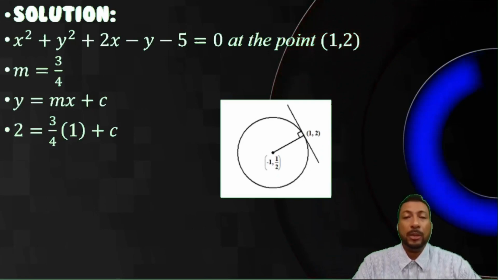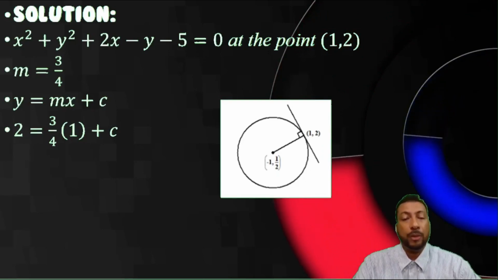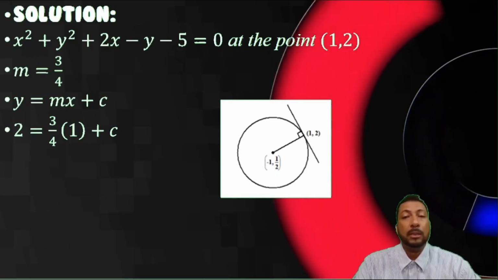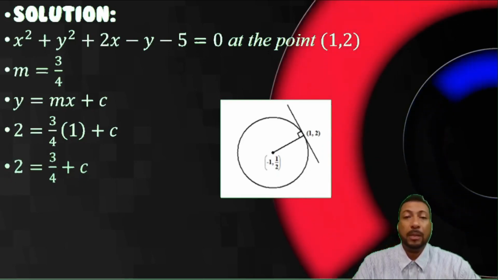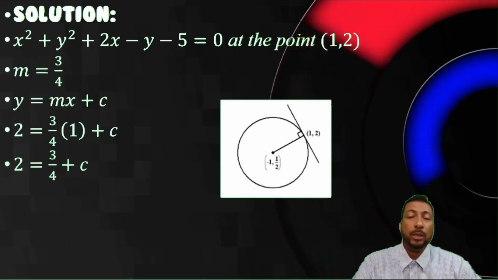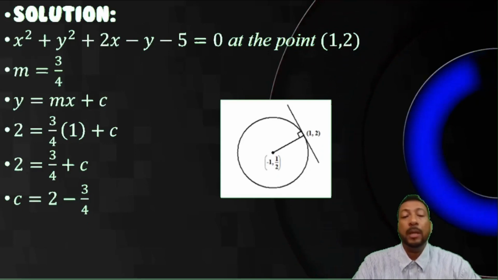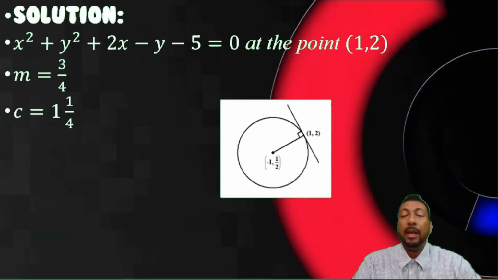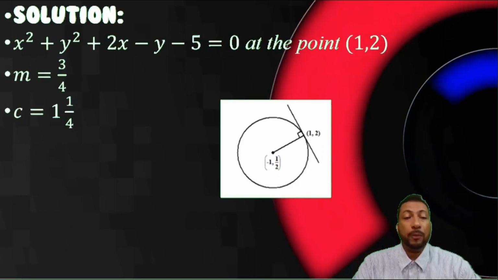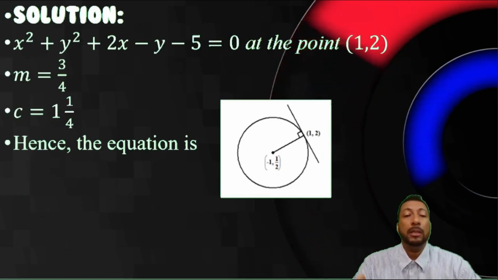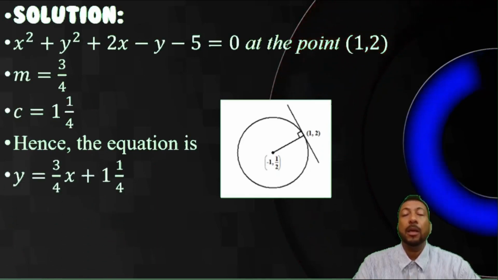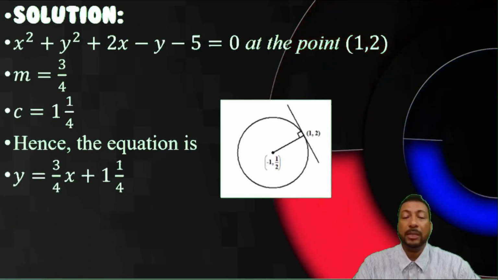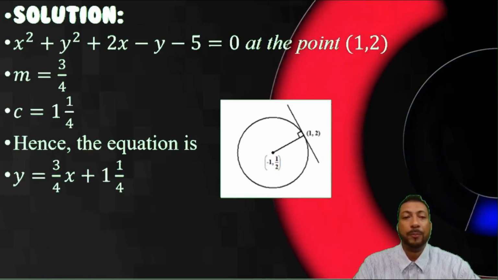So when I substitute, I'll have 2 is equal to 3/4 times 1 plus c. 3/4 times 1 is just 3/4. When I transpose, I'll subtract it from 2. 2 take away 3/4 will give me 1 1/4. Hence, if m is 3/4 and c is 1 1/4, the equation of my line is y equals 3/4 x plus 1 1/4.